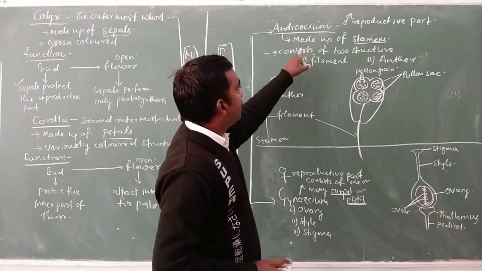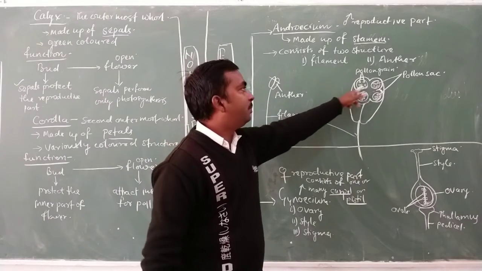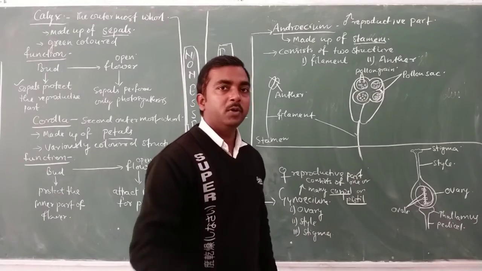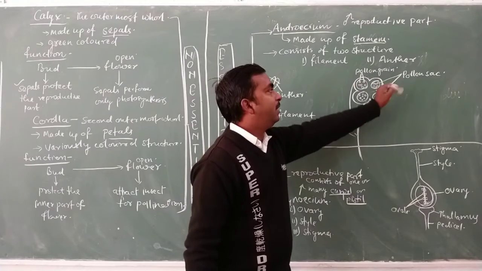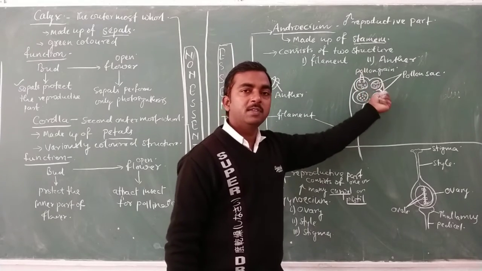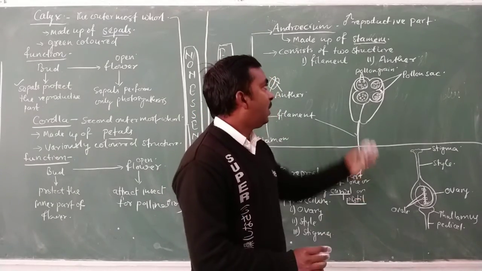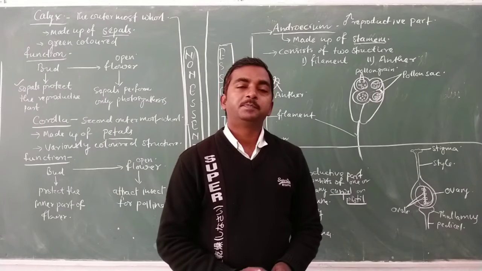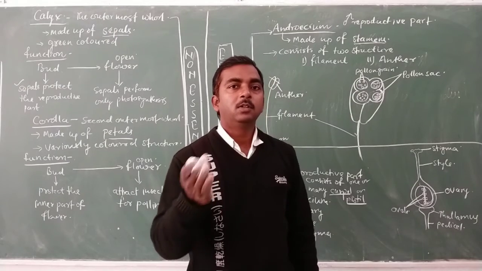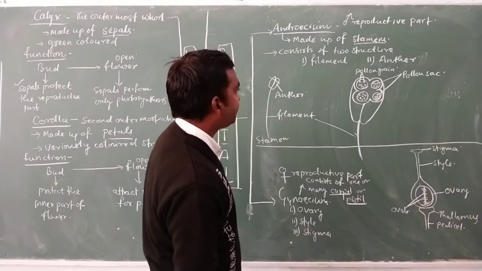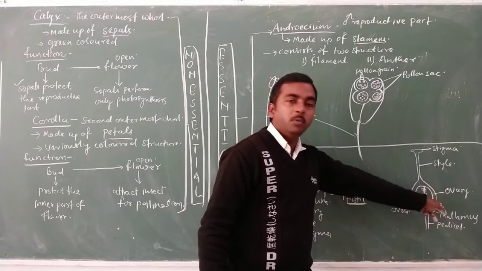Now the stamen consists of two parts, anther and filament. The anther is the structure in which the male reproductive cells are formed in the form of pollen grains, and they remain stored inside the pollen sac. After maturity, the pollen sac bursts and the pollen grains come out, and through various agencies they are transferred from the anther to the stigma of the female reproductive organ. In the female reproductive organ, there are three components: stigma, style, and ovary.